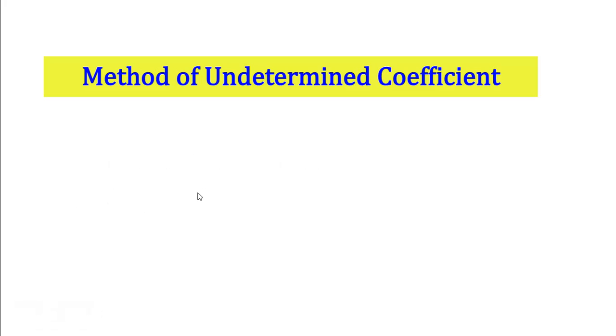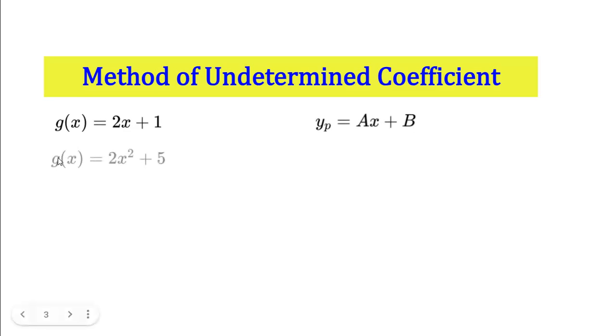Now, before we put this method into action, let us know how to guess the particular solution for g of x. If you are given g of x to be any linear equation, like in the form 2x plus 1, you can guess the particular solution to be equal to ax plus b. If you are given g of x to be a quadratic function, you can guess the particular solution to be equal to ax squared plus bx plus c.